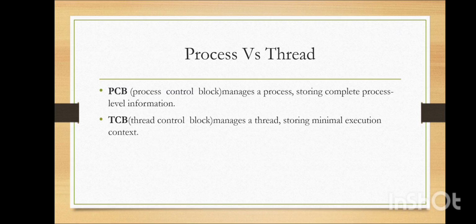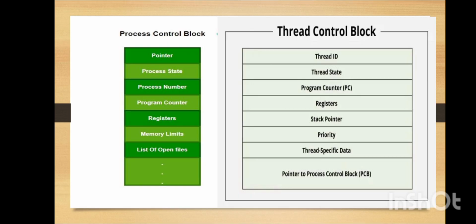A process has its own PCB, process control block, and its own memory space. A thread has only a small TCB, thread control block, and shares the memory of its parent process. The diagram illustrates the concept. The key components typically found within a PCB and TCB, which are crucial data structures used by the operating system for managing processes and threads.